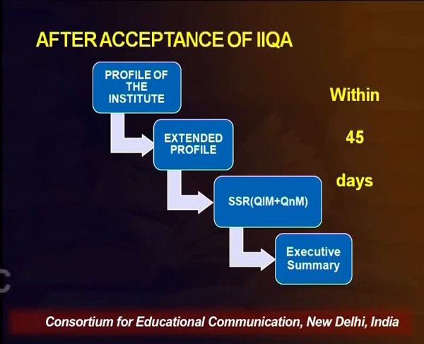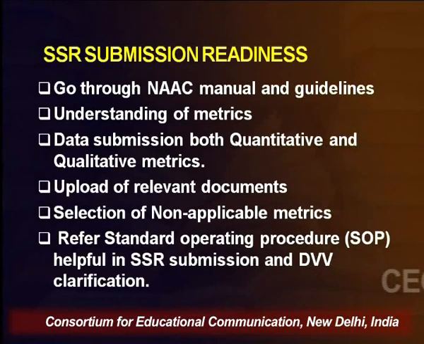Now let us see what happens after acceptance. After the acceptance, the profile of the institution, the extended profile of the institution, the SSR including the quantitative and the qualitative matrix, and the executive summary, all these have to be done within 45 days. You have to have the SSR submission readiness.